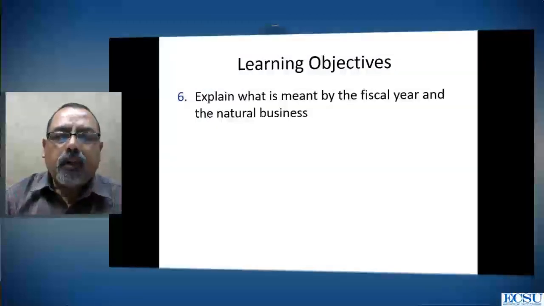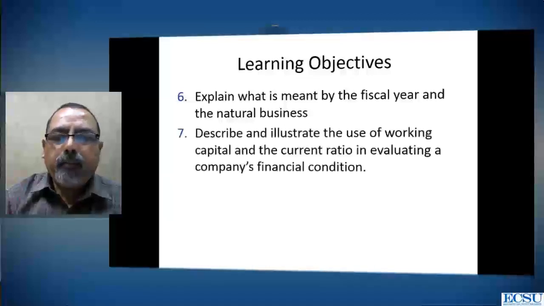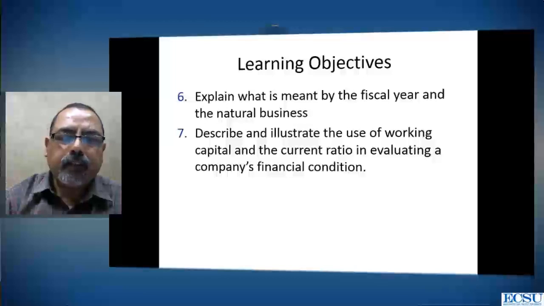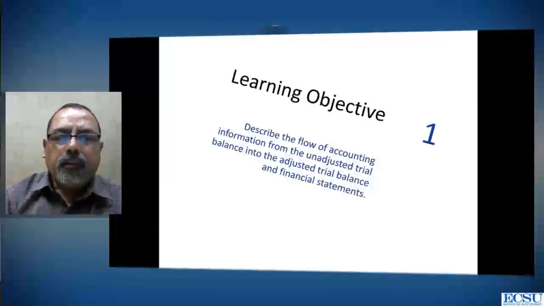And then we'll be also talking about the fiscal year and the natural business year. And we'll be talking about the working capital and the current ratio in evaluating a company's financial position. In the previous chapter, we learned about the horizontal analysis and the vertical analysis, and in this chapter we'll be talking about the working capital and the current ratio to evaluate the financial condition of our business. The first learning objective talks about the flow of accounting information from an unadjusted trial balance into the adjusted trial balance and then ultimately to the financial statements.